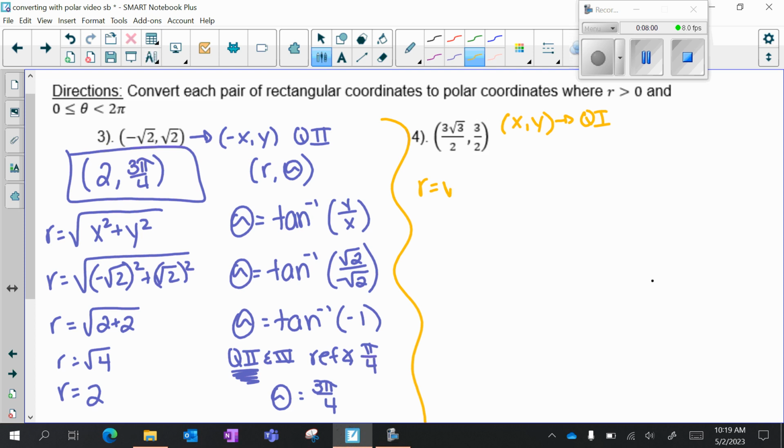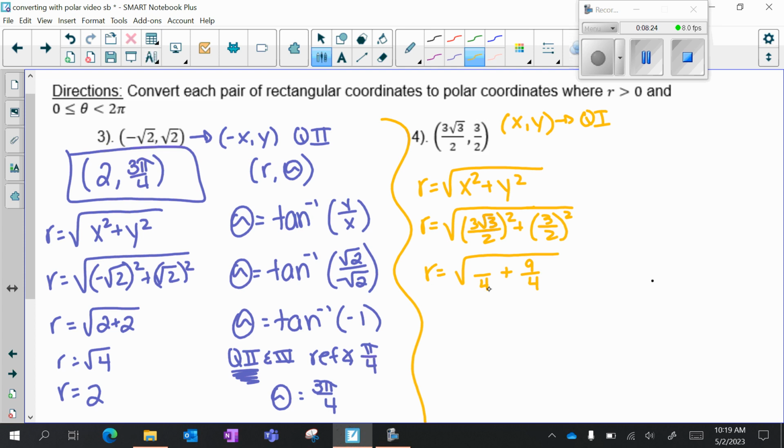r is equal to the square root of x squared plus y squared. So r is equal to the square root of (3 rad 3 over 2) squared plus (3 over 2) squared. Doing some algebra. The y coordinate's probably easier for you. This is 9 over 4 because 3 squared is 9 and 2 squared is 4. The x coordinate, my denominator is definitely going to be 4. Your numerator, 3 rad 3 squared, is going to be 27.